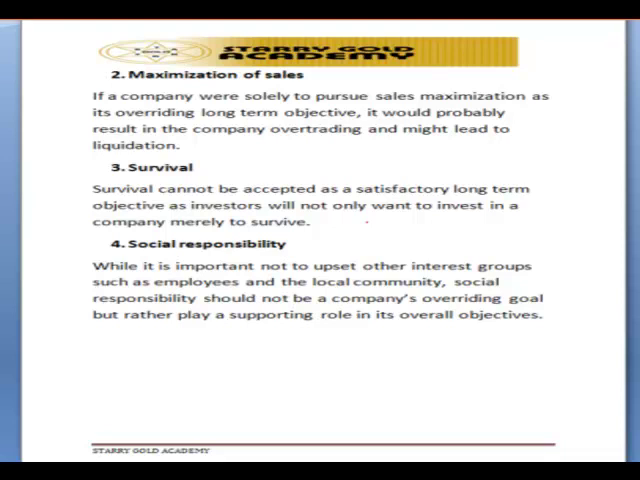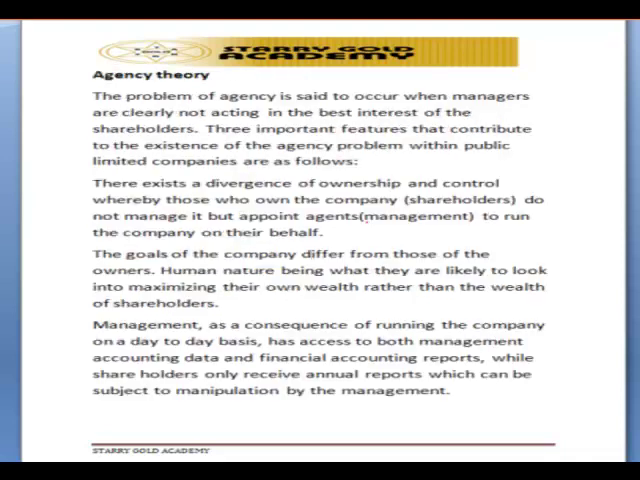Number three, survival. Survival cannot be accepted as a satisfactory long-term objective, but the company needs to be able to survive in its long term. Number four, social responsibility. We mentioned a while ago what this means: being accountable towards the needs of other interest groups, especially the employees, the local communities, and the public at large.